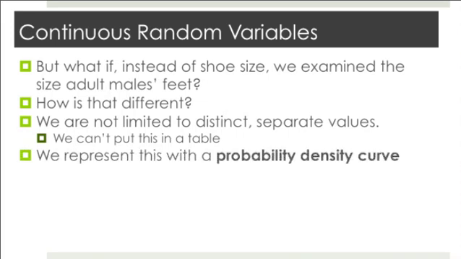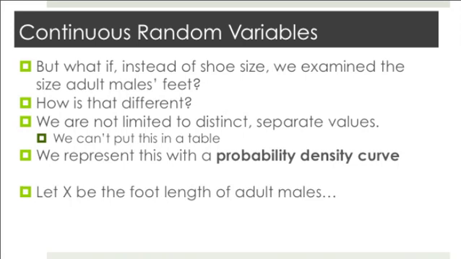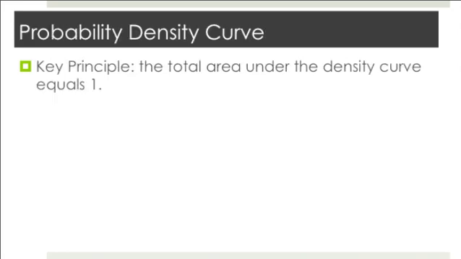Instead, what we do is we represent this with a probability density curve, which, as you can probably guess, looks a lot like the curves you just saw on the previous slide. So moving forward with this example, let's let the variable x be the foot length of adult males. So that's our variable that we're going to work with. And here's a first key principle. The total area under the density curve is always going to be equal to 1.